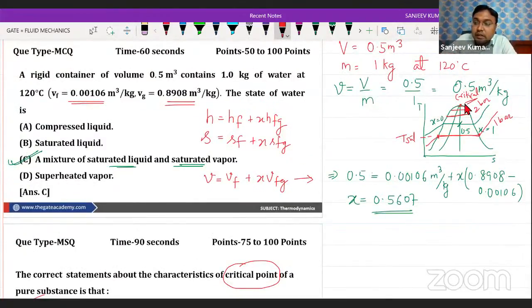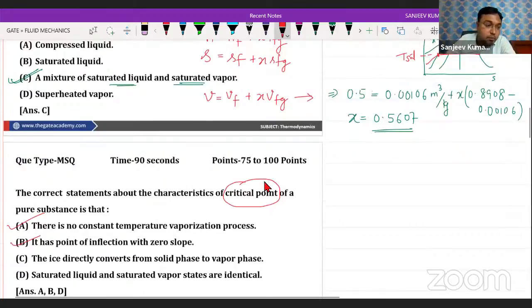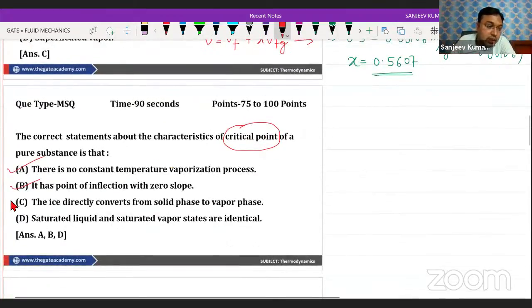So you can see on this side, if you're coming, it is a saturated liquid line. On this side, we are having a saturated vapor line. Correct. So the second point is also correct. The ice directly converts from solid phase to vapor phase.